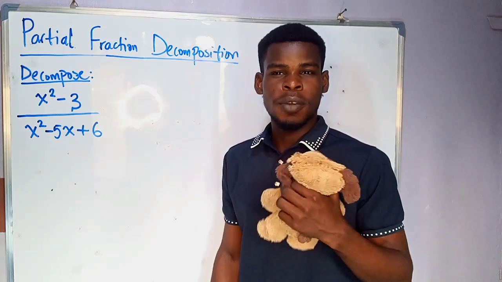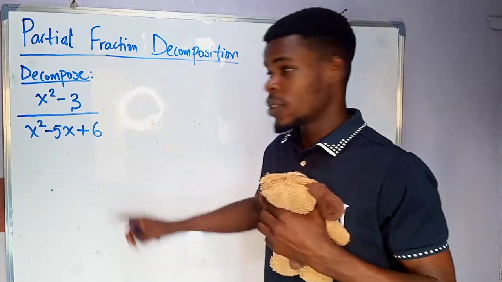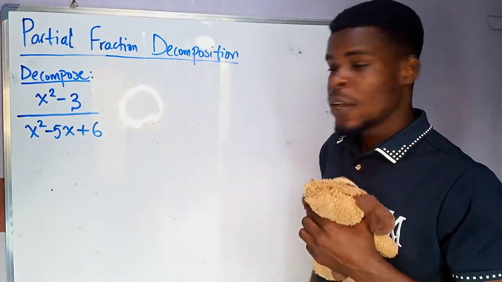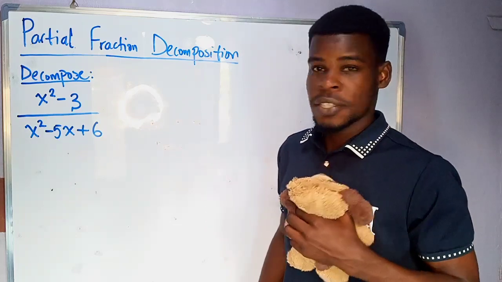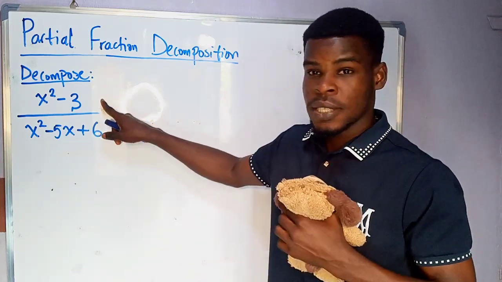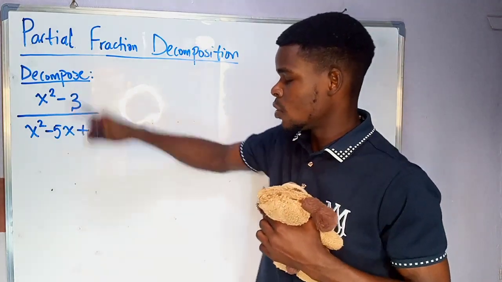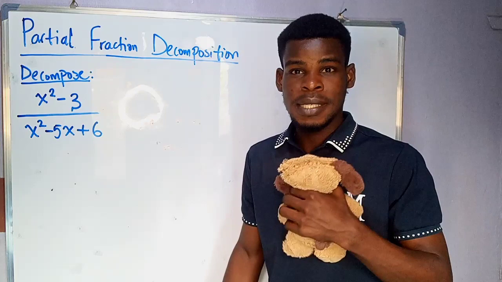Now in this video, we want to decompose this fraction into its partial fractions, alright? So we have a quadratic in the numerator and then a quadratic in the denominator. Well, this fraction is an improper fraction, because the degree of the numerator is not less than the degree of the denominator, alright? The degree of this is 2 and the degree of this is also 2.